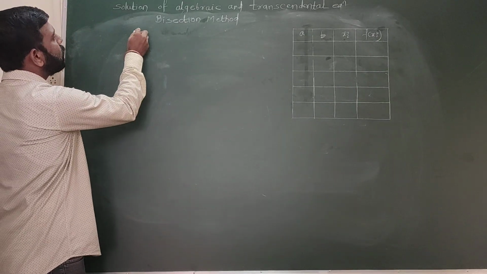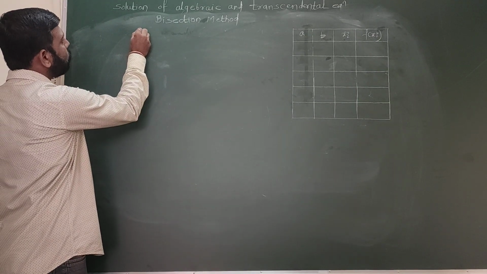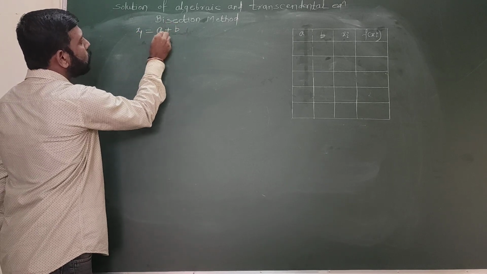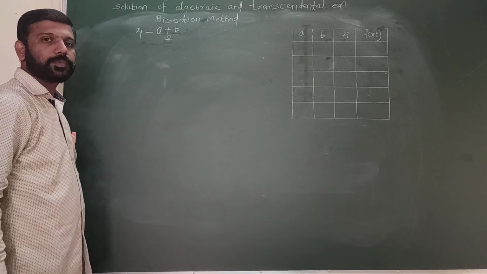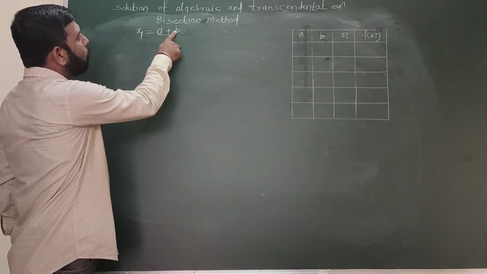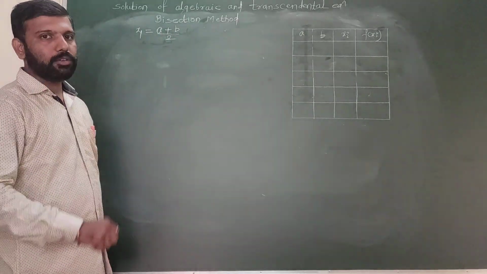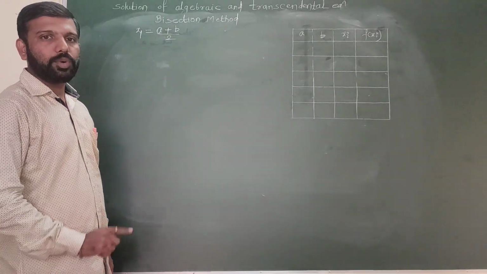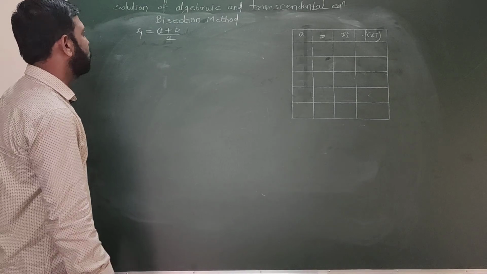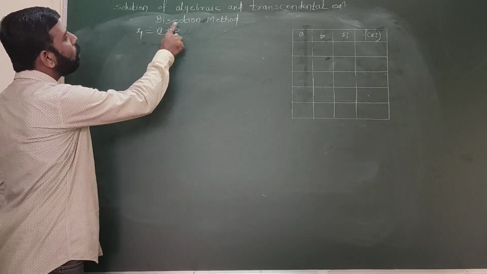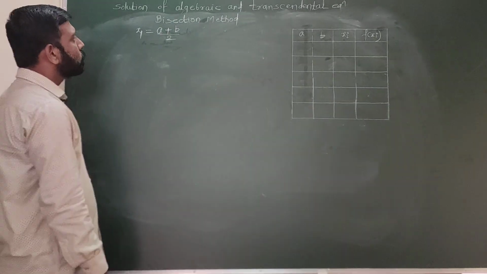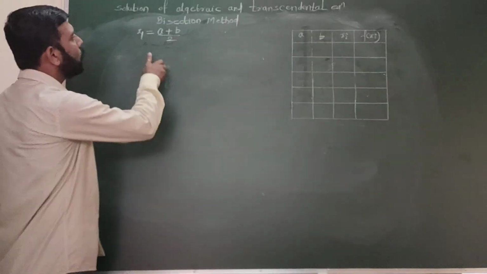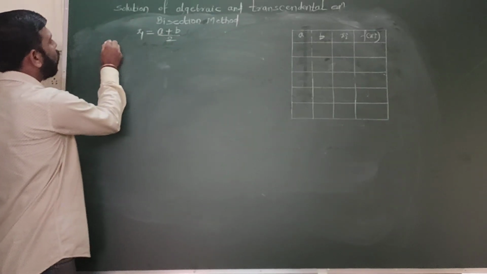The formula for the bisection method is x1 equals a plus b upon 2. A and b are the interval values. In that interval, our root or factor lies. So this is the formula for the bisection method. We'll understand the procedure for this method by using a simple problem.